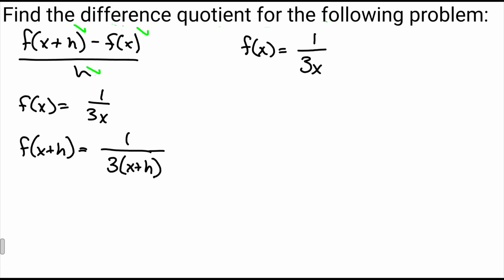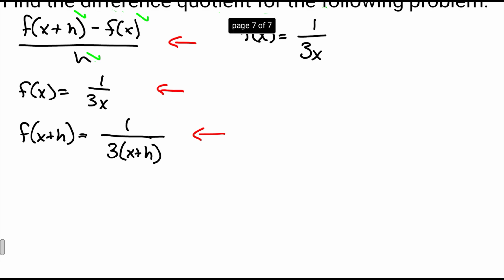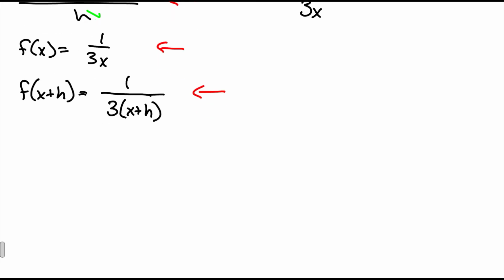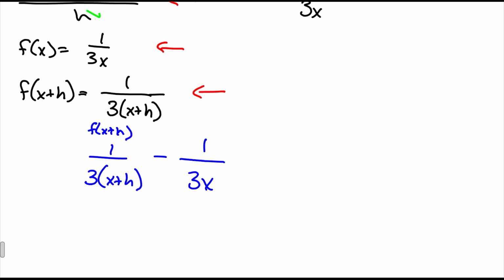So now what we have to do, we have to go in and plug in the f of x and the f of x plus h into the difference quotient formula. So now what that would look like, 1 over 3 times x plus h minus 1 over 3x. Remember, this is our f of x plus h that we just found, minus our original f of x, and then all over h.